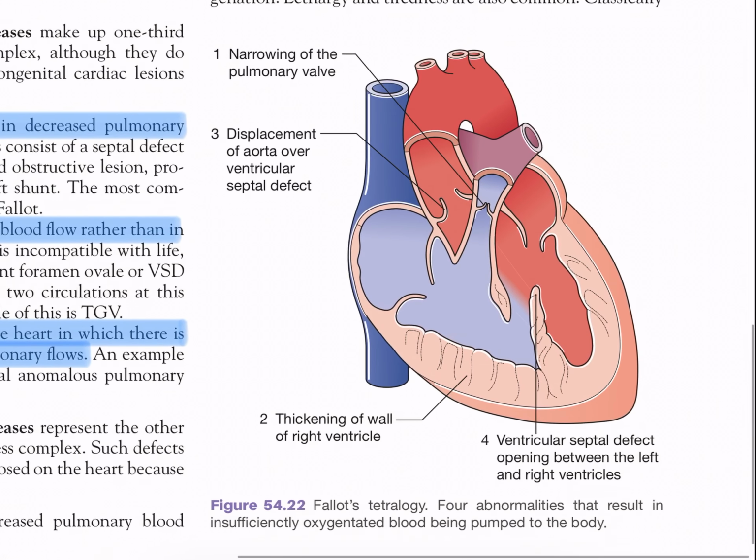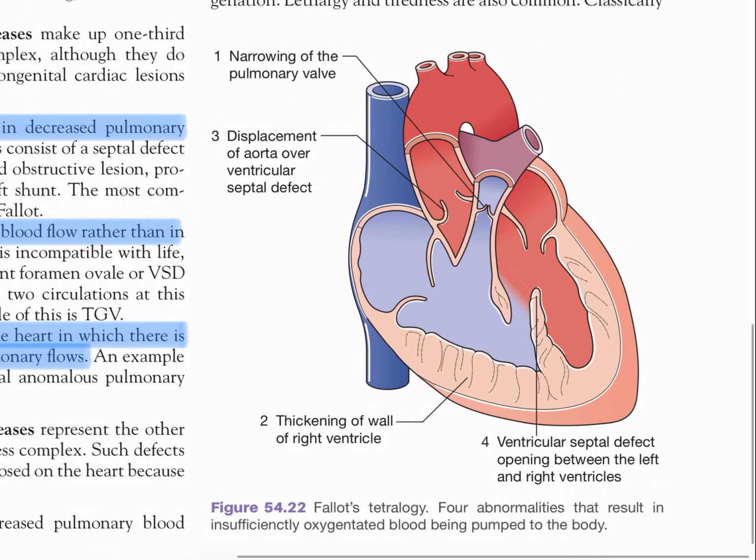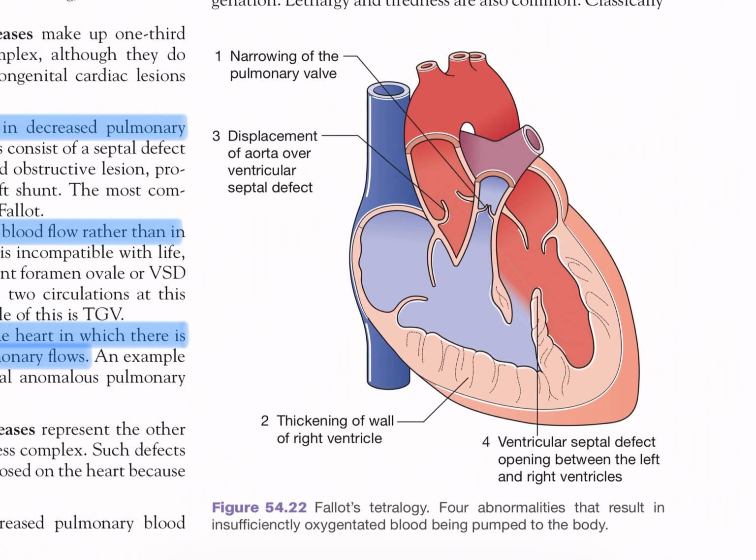Now we'll see the Fallot's tetralogy. First, there is narrowing of the pulmonary valve, and because of this, there is an increase in work of the right ventricle, which, because of the increased work, gets hypertrophy, and because of its hypertrophy, it gets diverted and overrides the aorta. That's part 3, displacement of aorta over the ventricular septal defect, and last is the ventricular septal defect, an opening between the left and the right ventricles.